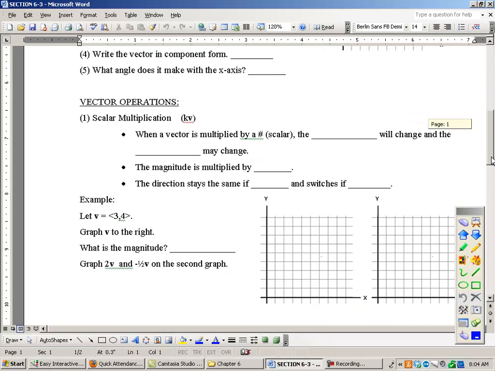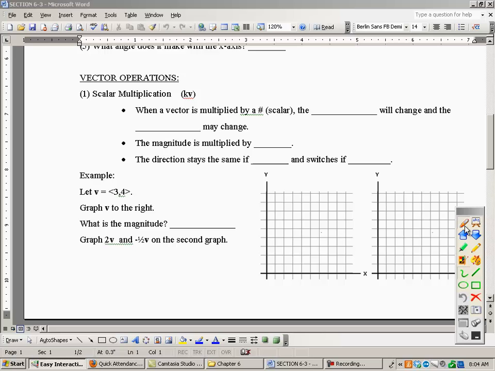So I'm going to slide this down. I'm going to start first with multiplying a vector by a scalar, and a scalar is just a number, okay? And here's what's going to happen. Absolutely the distance or the magnitude will change, okay? So the length of my vector will change if I multiply my vector by a number. But sometimes the direction changes, and it really depends on what k is, and so we're going to talk about that.